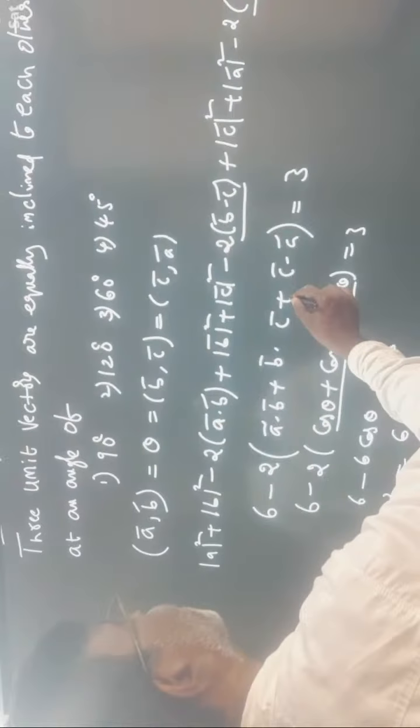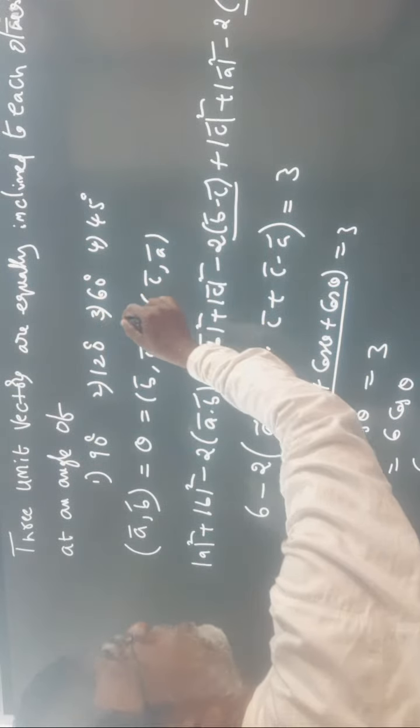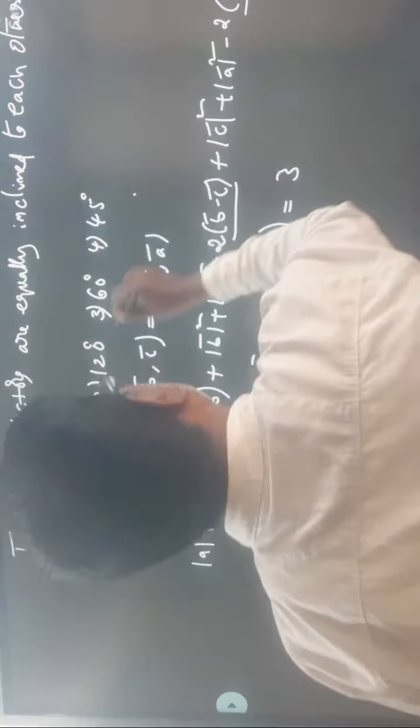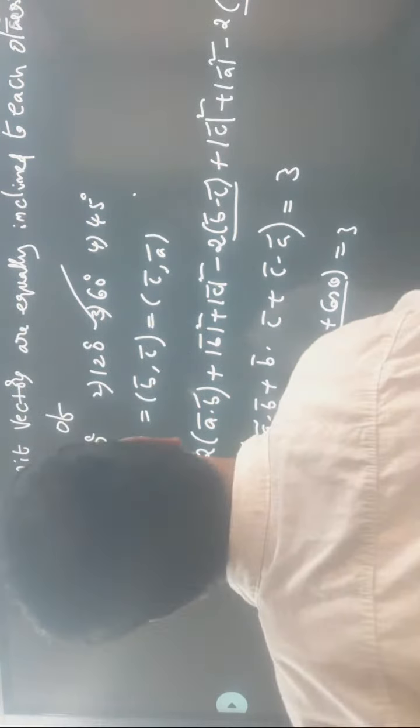Pi by 3, where is the answer? 60 degrees. Third is the correct answer. That is how we solve this question.